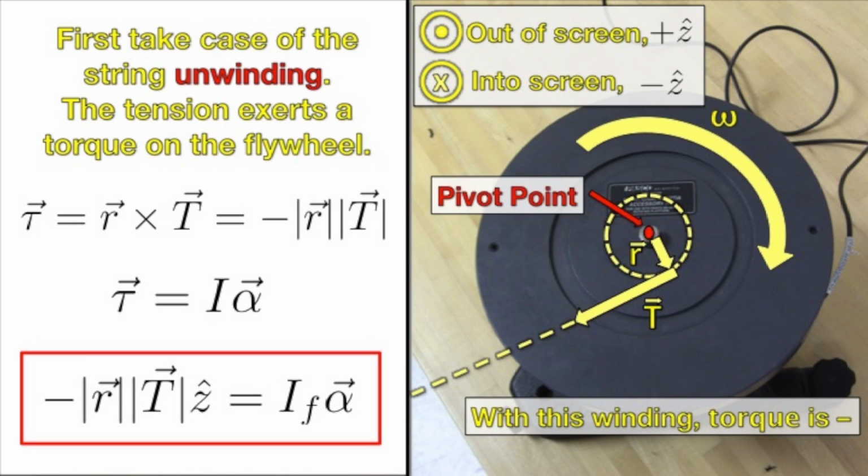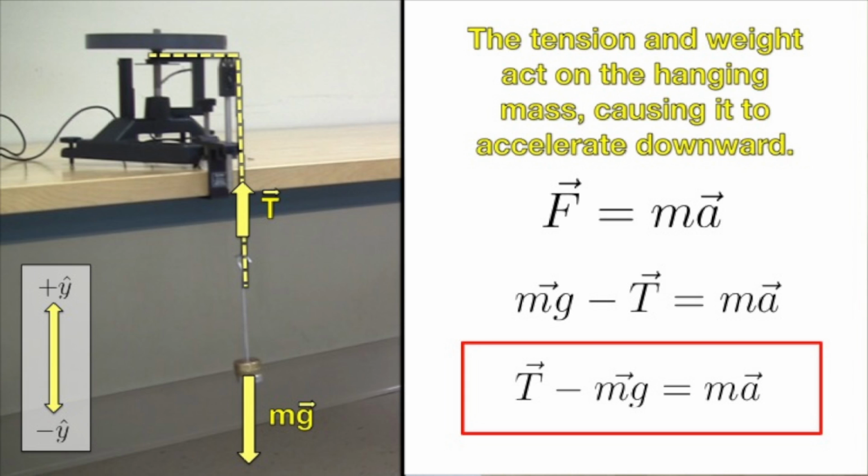Let's first take the case of the string unwinding. The tension exerts a torque in the negative direction on the flywheel. The magnitude of this torque is equal to r, the distance from the pivot point to the force's application, times the tension force. We then set this equal to the moment of inertia of the flywheel times alpha. For the counterweight, we sum up all the forces in the y direction and set these equal to the mass of the counterweights times their acceleration.